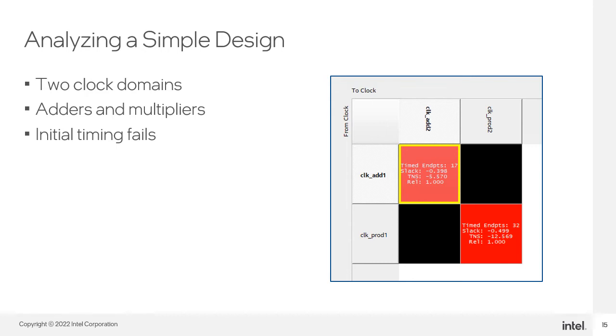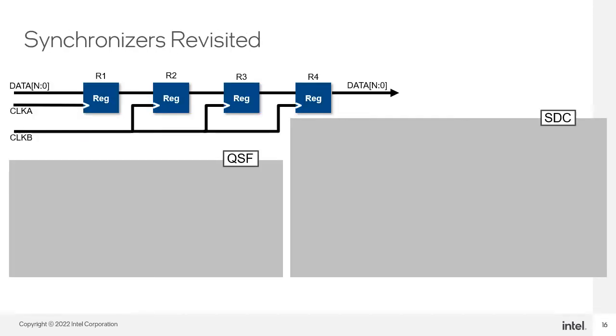After running the CDC Viewer on the design, you can see that the setup analysis fails at the clock domain crossing for both the 2 adder clocks and the 2 multiplier clocks. Again, I'll only focus on the adder portion of the design. Part of what I need to do with my simple design is to add a synchronizer. I'll now go into more detail on the assignments and SDC commands needed to create a synchronizer.